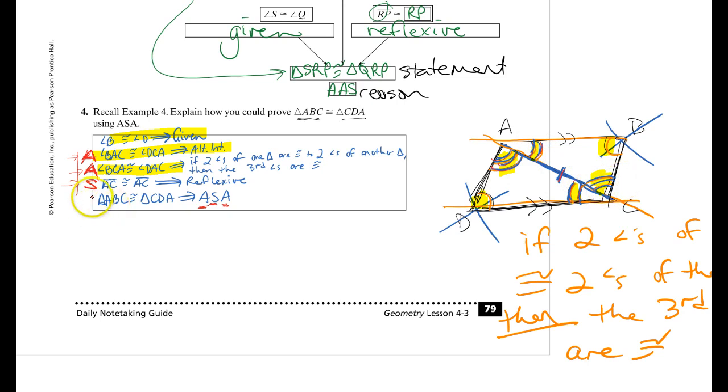And so that means I can make this last statement. The entire triangle is congruent to the entire other triangle by ASA.